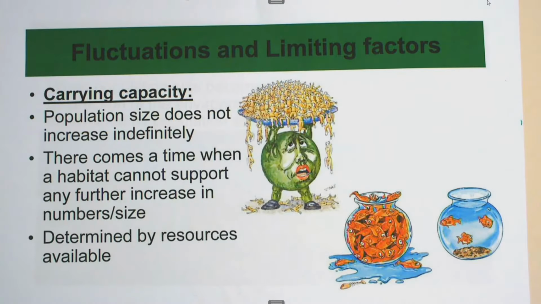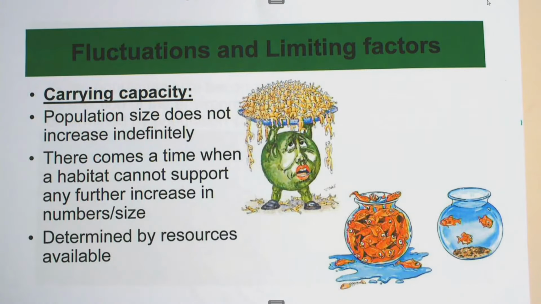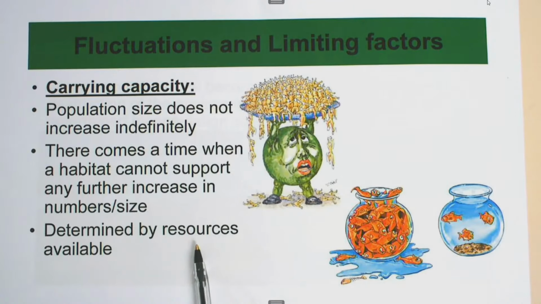Okay, now this one, very, very important. Fluctuations and limiting factors. There are things that influence the number of animals, organisms, people in a specific area. Now, the carrying capacity is determined by the resources available. If there's enough water, if there's enough food, there will be a lot of organisms there. The less food we have, or the more difficult it is to survive in that environment, the fewer organisms will be there. Only those that are adapted to survive in that area.